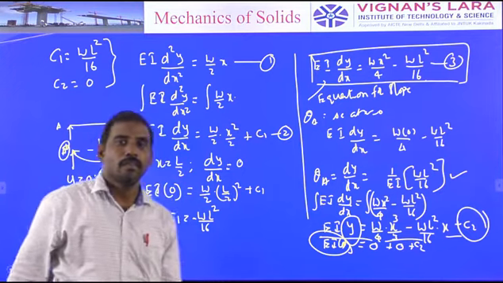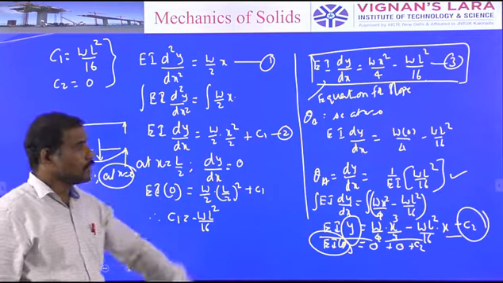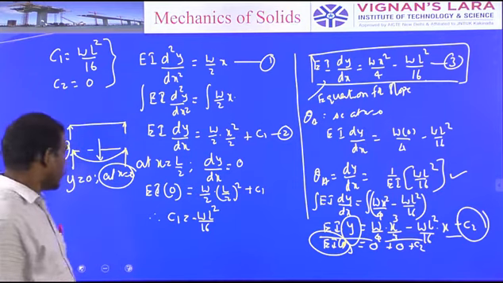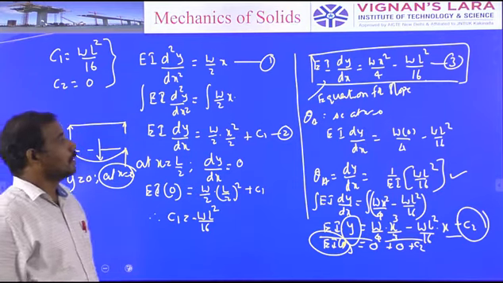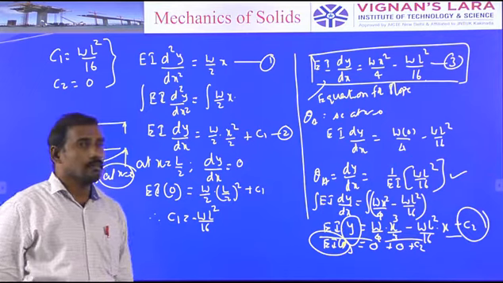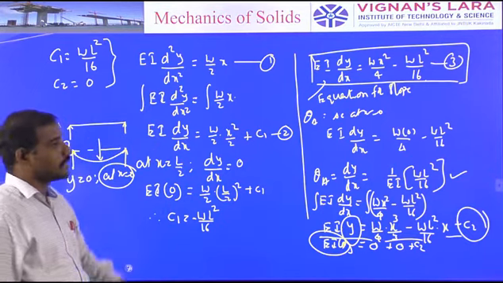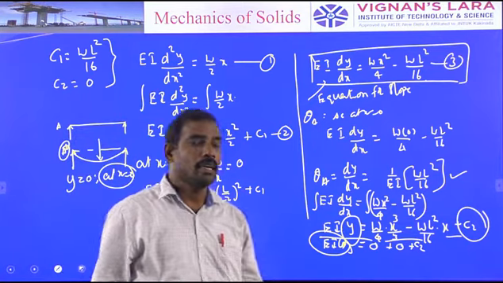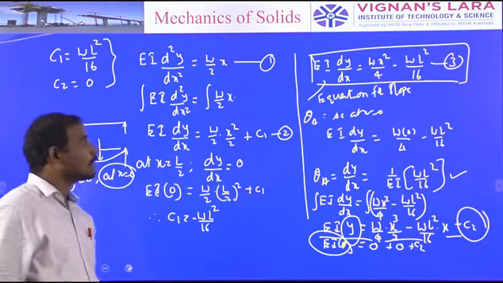So today we discussed one method, that is the double integration method, to find out the slope and deflection by considering one example, a simply supported beam subject to a point load at midspan of the beam.